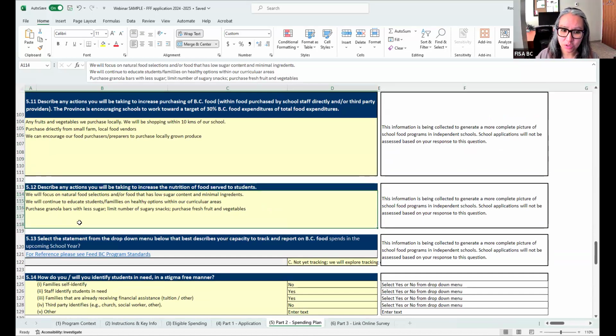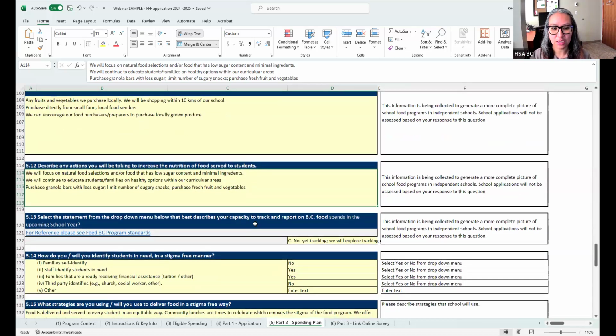This is again about actions you are trying to take to increase your nutrition. You are all very familiar with this, so you just write about that one too. I'm going to read just a few examples that I wrote. We will concentrate on the selection of foods which have low sugar content and minimal ingredients. We will try to educate our families and our students to choose healthy options. We're going to buy some granola bars with less sugar, maybe limit sugary snacks, and buy more fruits and vegetables. You know this one very well, so I'm not going to take so much time on it.